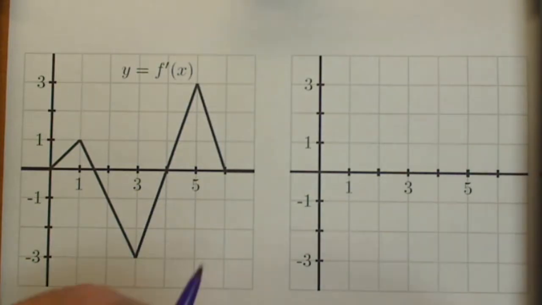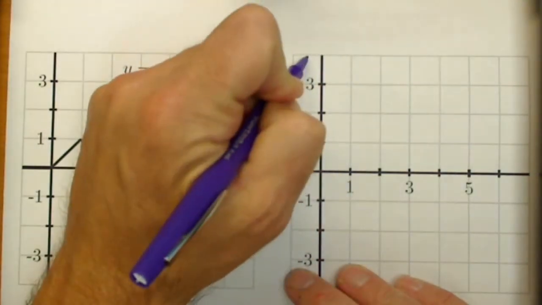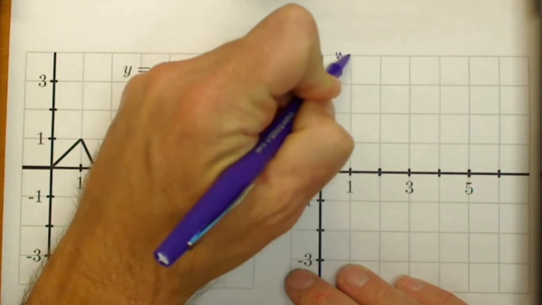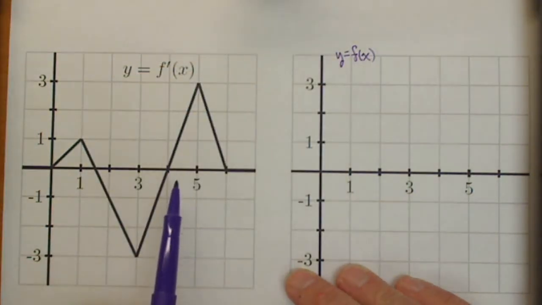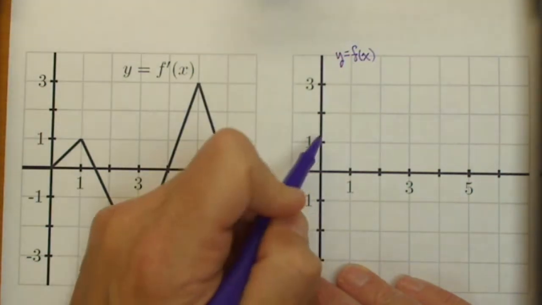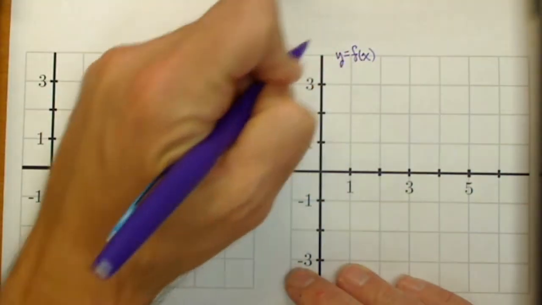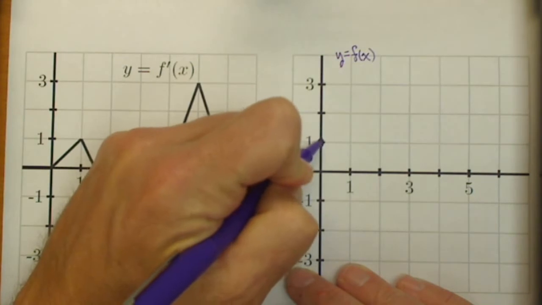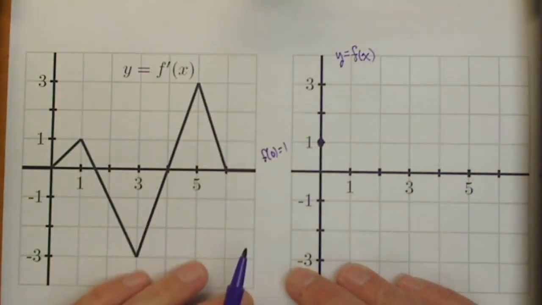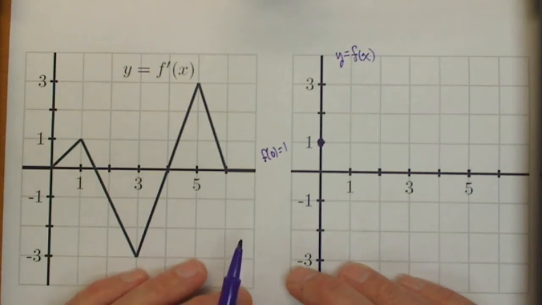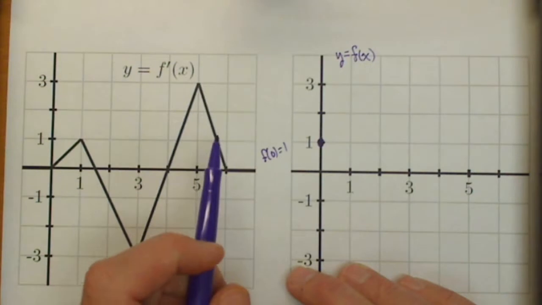In Preview Activity 5.1, we're going to draw a graph of f of x as best we can, given what we know about the derivative. One of the things we know right off the bat is that f of 0 equals 1. So let's mark that on our graph here. Now part A says, on what intervals is f an increasing function and a decreasing function.